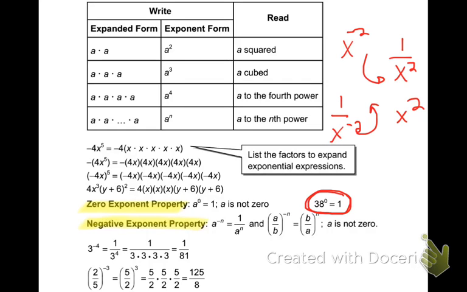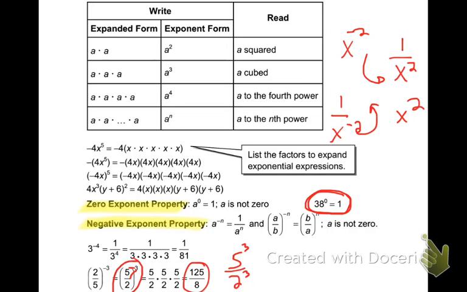And then lastly, I have fractions. I treat fractions the same here. So if I have 5 over 2 to the third power, that's like saying 5 over 2 times 5 over 2 times 5 over 2, and I multiply them. That's also the same thing as saying 5 to the third power over 2 to the third power. I can distribute that exponent to the numbers on the inside. So 5 to the third over 2 to the third, and then I get 125 over 8.